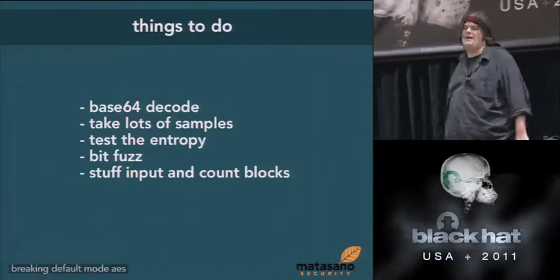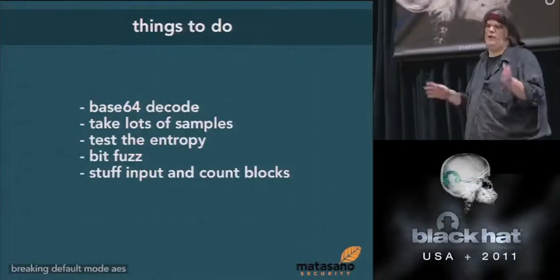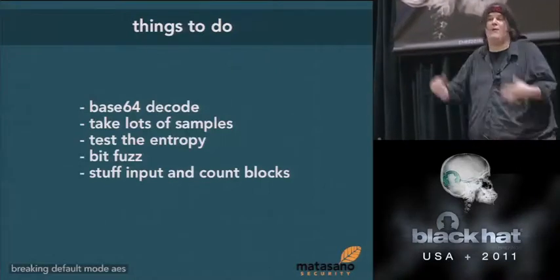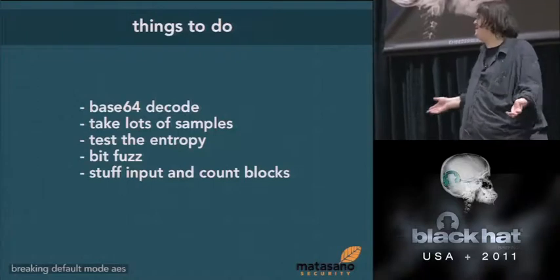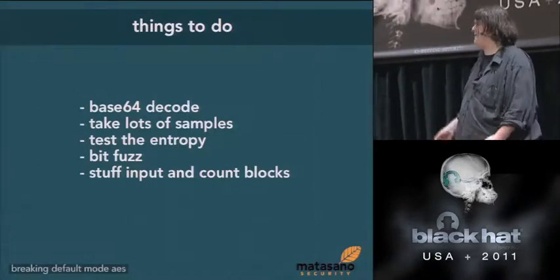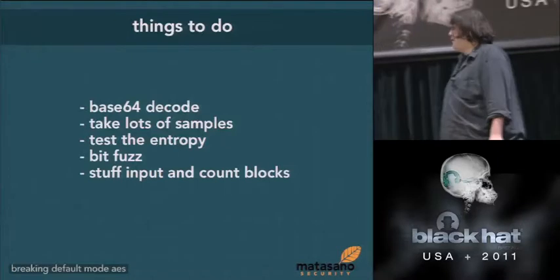Now, in this case, we run ent on it, and it says 7.5 bits per byte are random. It's very random. It's either going to be compressed or it's going to be encrypted at this point. Let's take a stab right now that it's encrypted. Right, so then we're going to bit fuzz it.